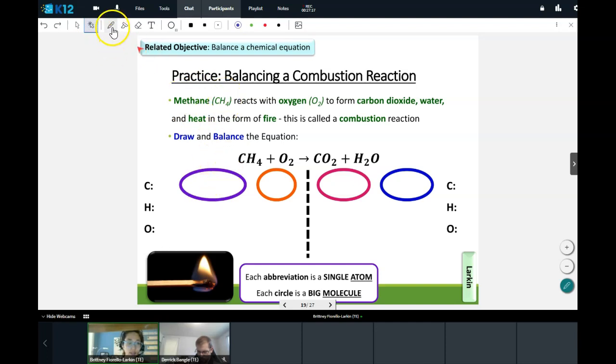So let's go ahead and first draw out our molecules. How many carbons are in methane, CH4? Tell me in the chat. It's got a blank subscript. Blanks don't mean 0, they mean what?